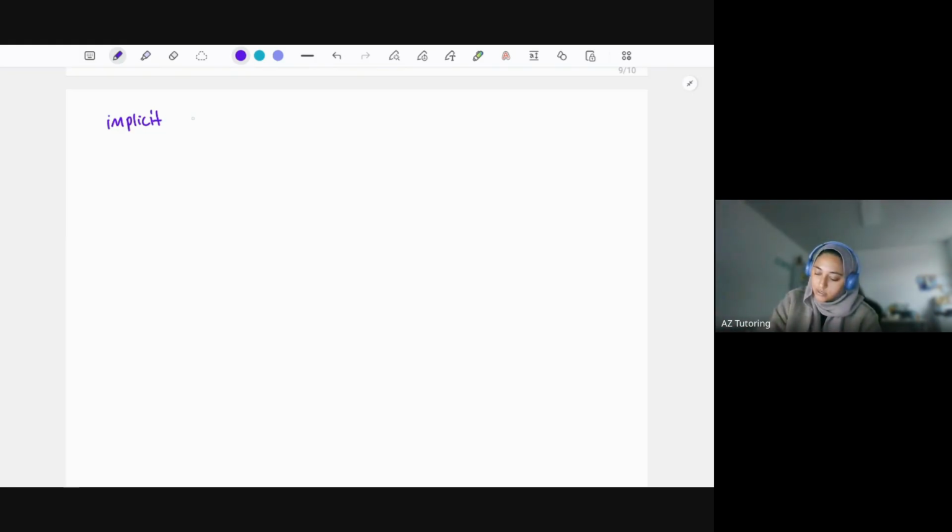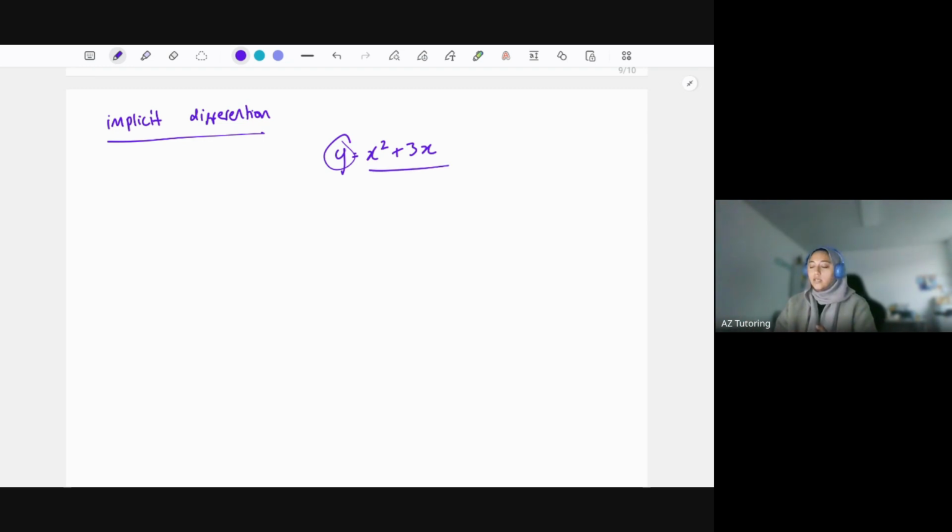So implicit differentiation. Now, so far, you've been doing explicit differentiation. So you've just been differentiating. So let's say I've got y equals x squared plus 3x. I've got a function of y just in terms of x. So you've just differentiated y in terms of x. But what if I have y on that side as well? This is where implicit differentiation comes into it, and that's where it starts getting a bit different.